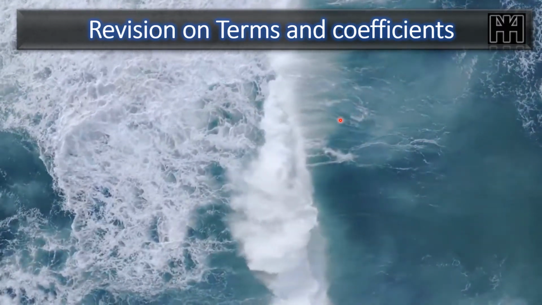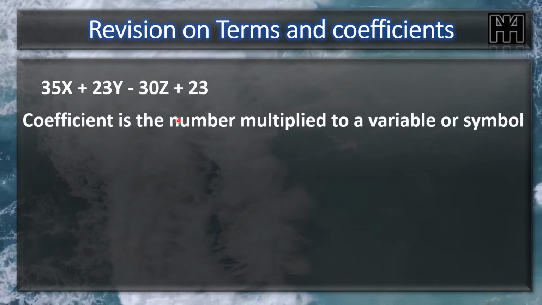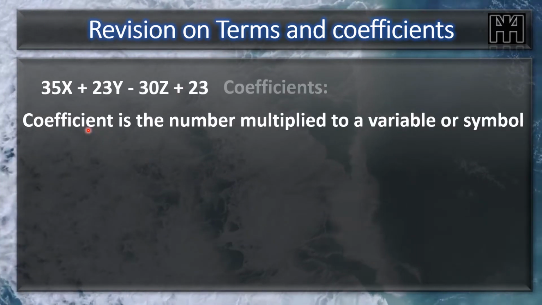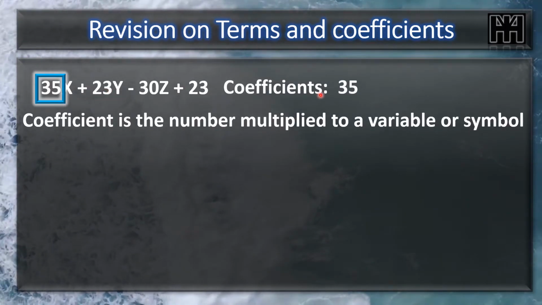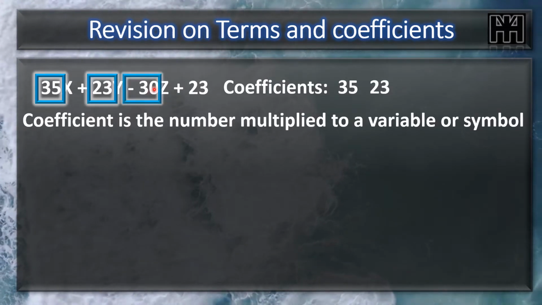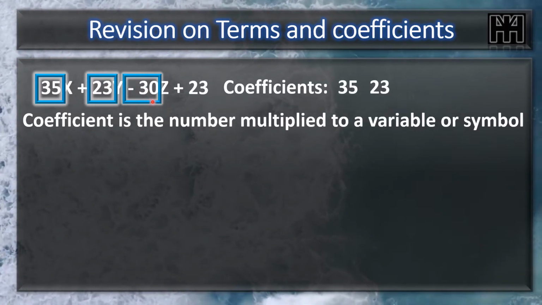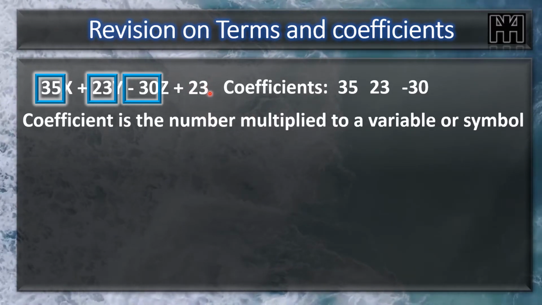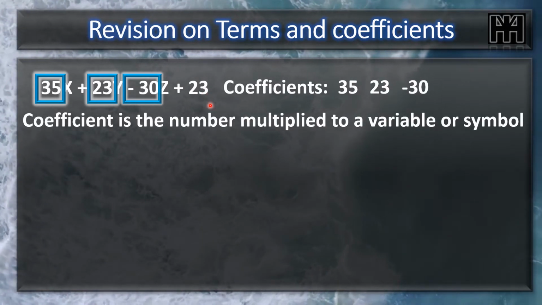Revision on terms and coefficients. Let's say we have this expression. A coefficient is a number multiplied to a variable, simple. Okay, what will be the coefficients here? We have 35, it's multiplied by x, and 23 multiplied by y, and negative 30. Don't forget the sign. Keep the sign with you. Negative 30, not 30. Okay, 30 multiplied by z, and 23 is not multiplied to any variable. It can be considered multiplied to a variable power 0, but it has no effect, so it's not added as a coefficient.